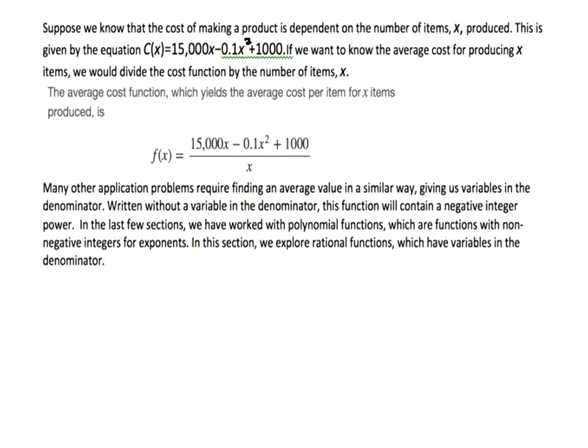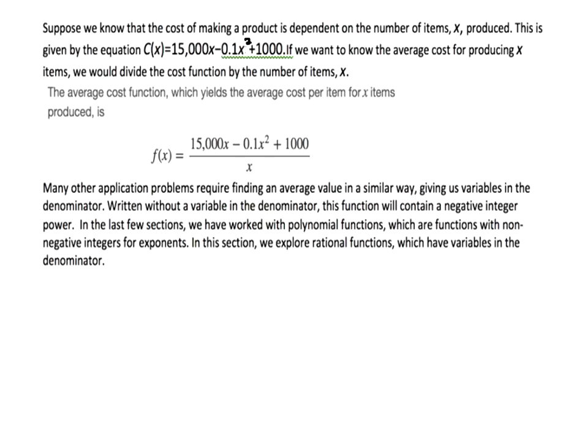Suppose we know that the cost of making a product is dependent on the number of items x produced. This is given by the equation C of x, in other words, the cost, is equal to 15,000x minus 0.1x squared plus 1,000. If we want to know the average cost of producing x items, so in other words, this big polynomial equation here is giving you the total production cost of however many items you ended up producing.